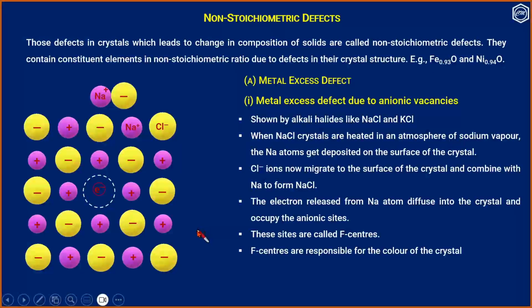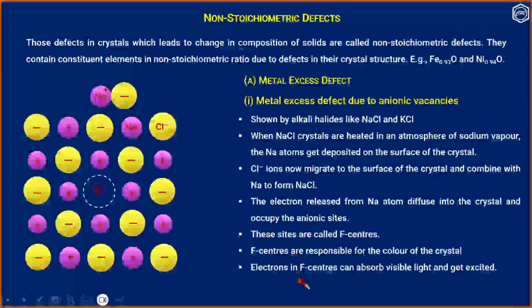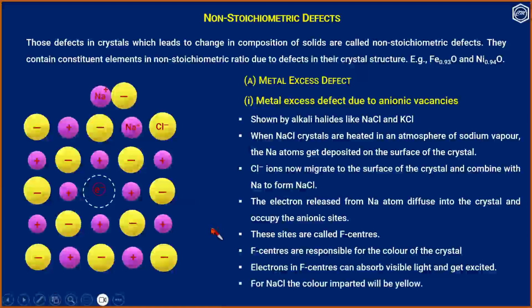F centers are responsible for the color of the crystal. These electrons are free, and the electron in the F center can absorb visible light and get excited. For NaCl, the color imparted will be yellow. Excess lithium makes lithium chloride crystal pink and excess potassium makes potassium chloride crystals violet or lilac.